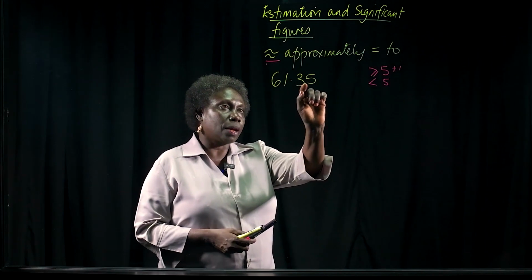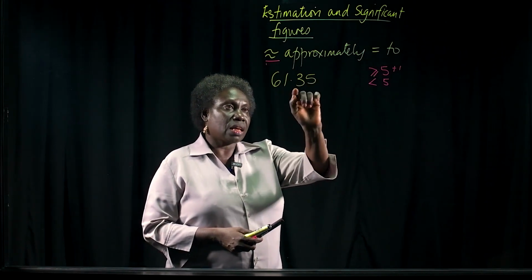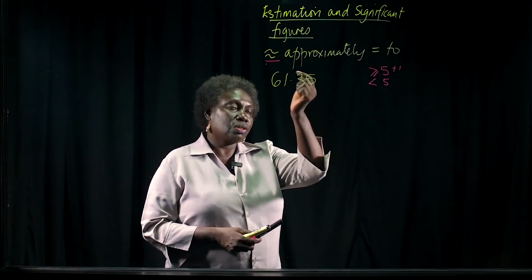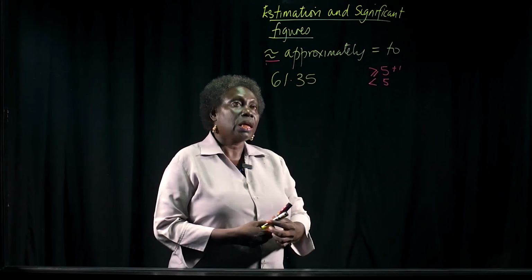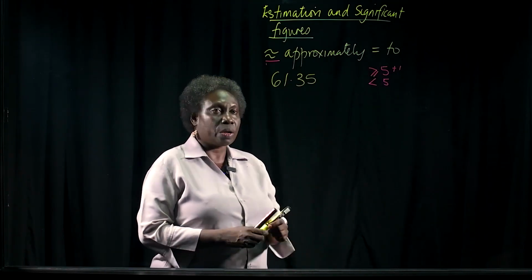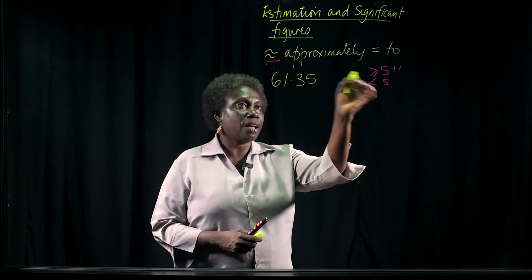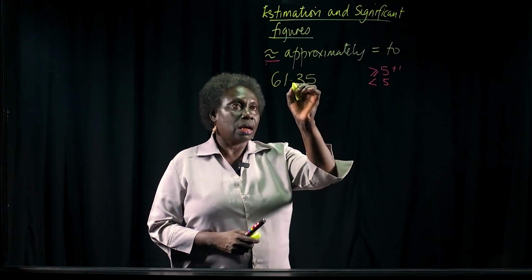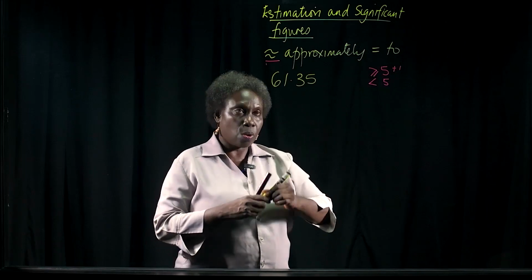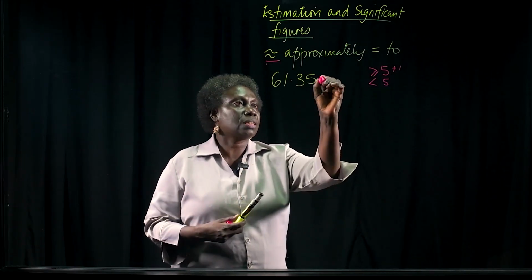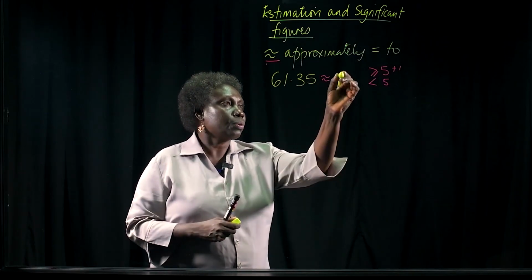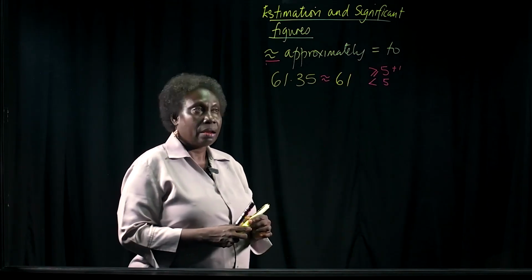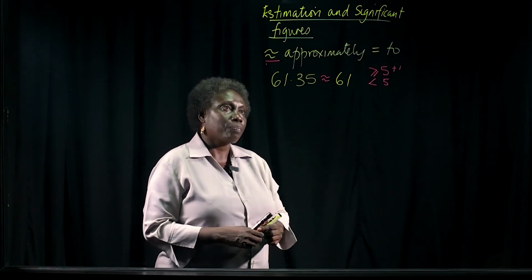If you look at 3, which is the digit after the decimal point, because we want to change 61.3 to the closest whole number, 3 is less than 5, so we are going to leave 1 as it is. So 61.3 is approximately equal to 61.